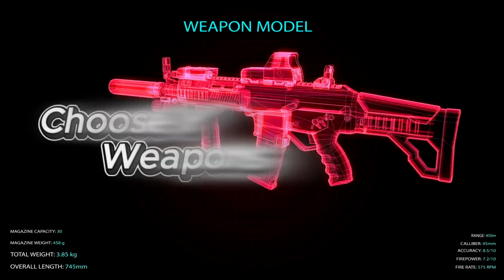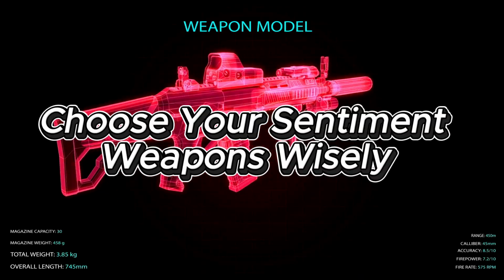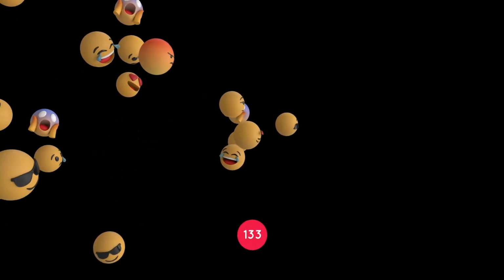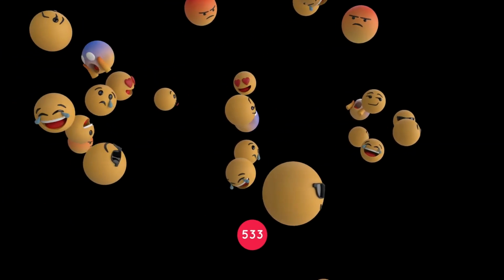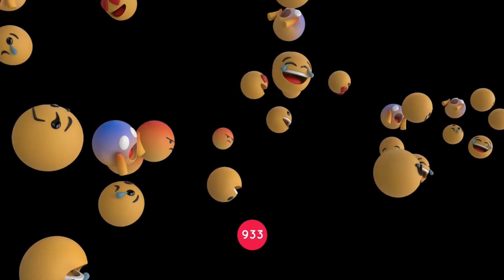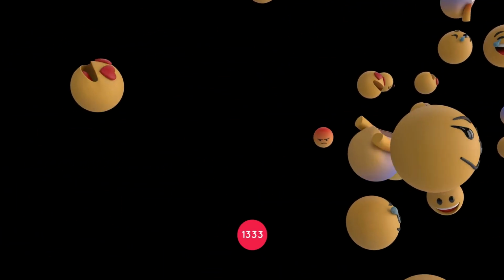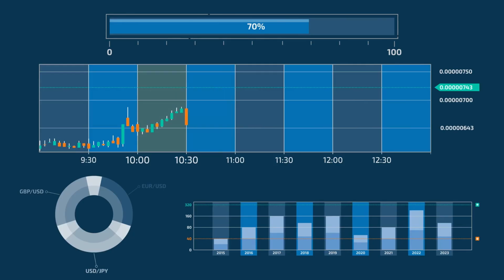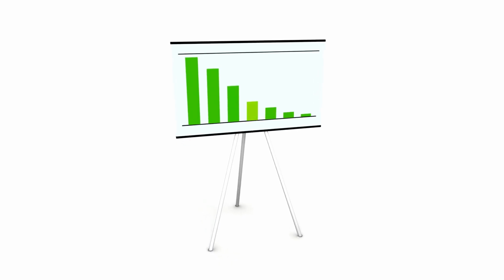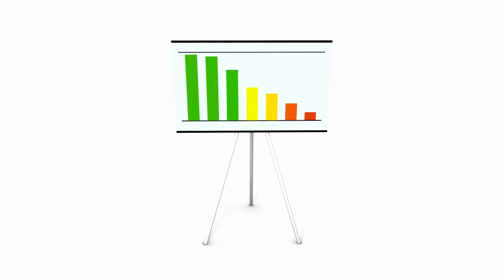Now, let's discuss choosing your sentiment weapons wisely. You'll want to use tools like Vader to score tweets in real time, TextBlob to analyze tone and subjectivity, and MonkeyLearn for scanning emails and tweets. Sprout Social is great for monitoring finance hashtags. Remember, only pick tools that are trained on market data for the best results.